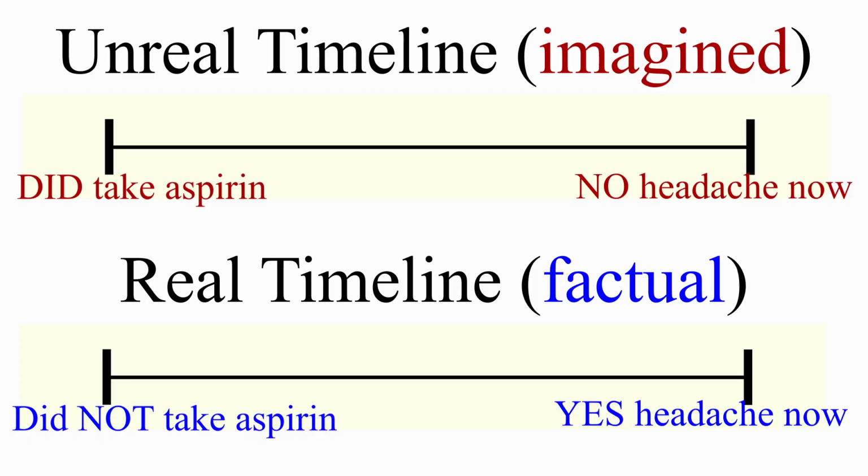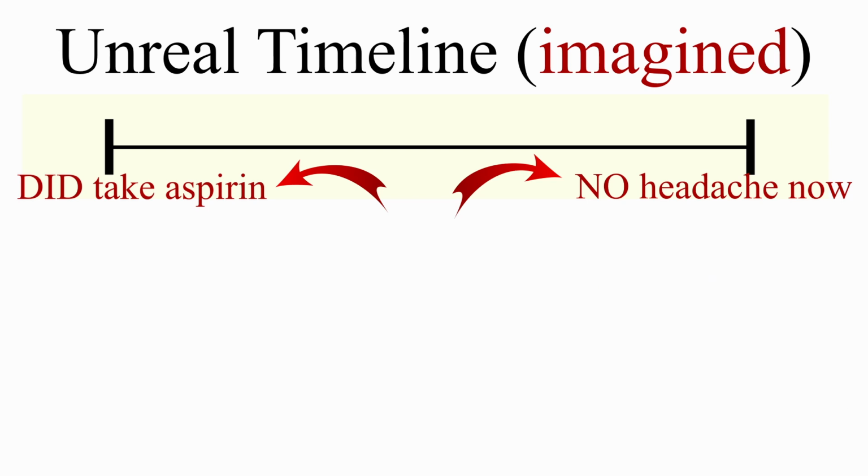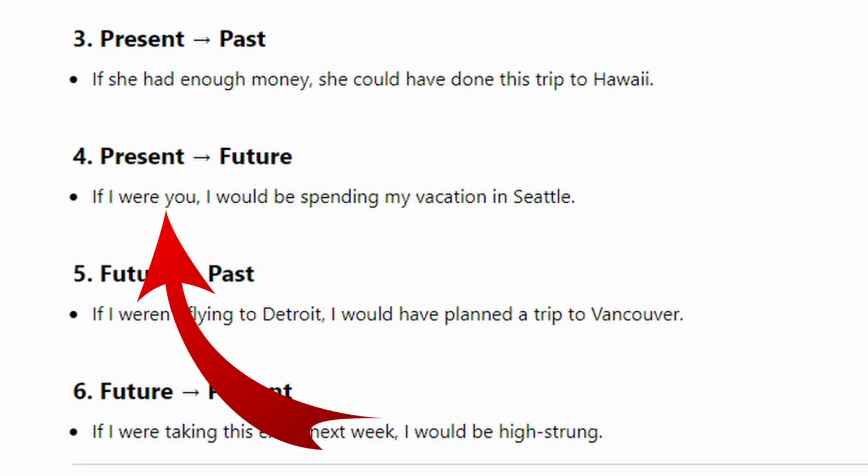And you do that by mixing the appropriate times. In this particular case, the taking of the aspirin is in the past, and it didn't happen in the past. So your result now is that you do have a headache, but the result would be different if the past were different. So you see, different past, different present, both are unreal. Another one, present to future.